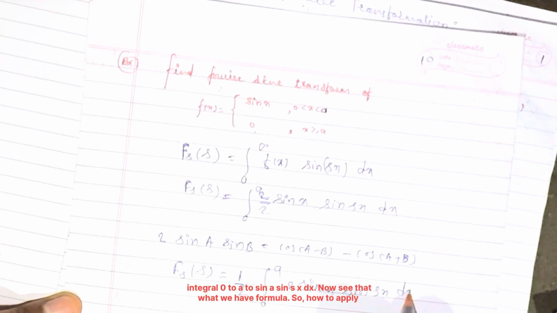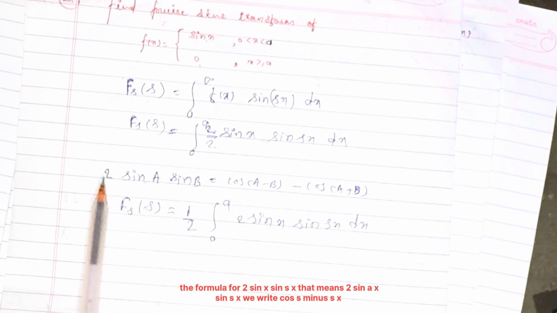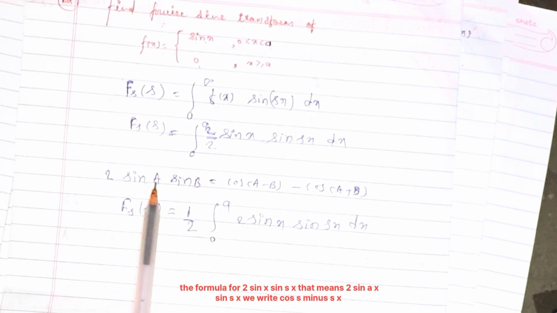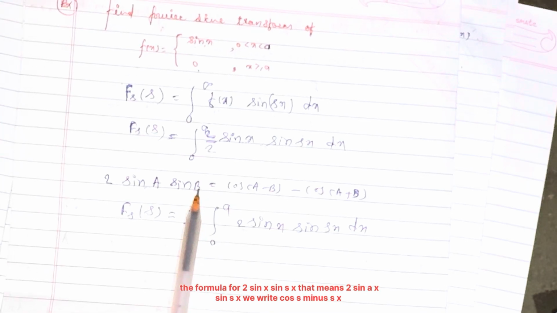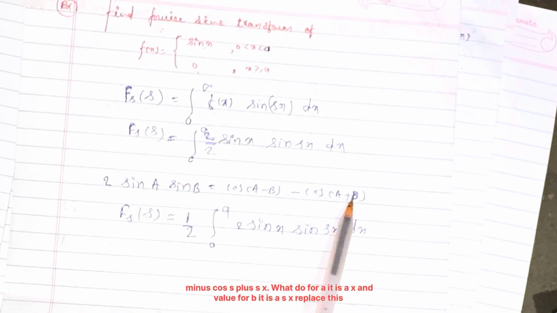Now see what formula we have. How do we apply the formula for 2 sin x sin sx? We write cos(s minus sx) minus cos(s plus sx).